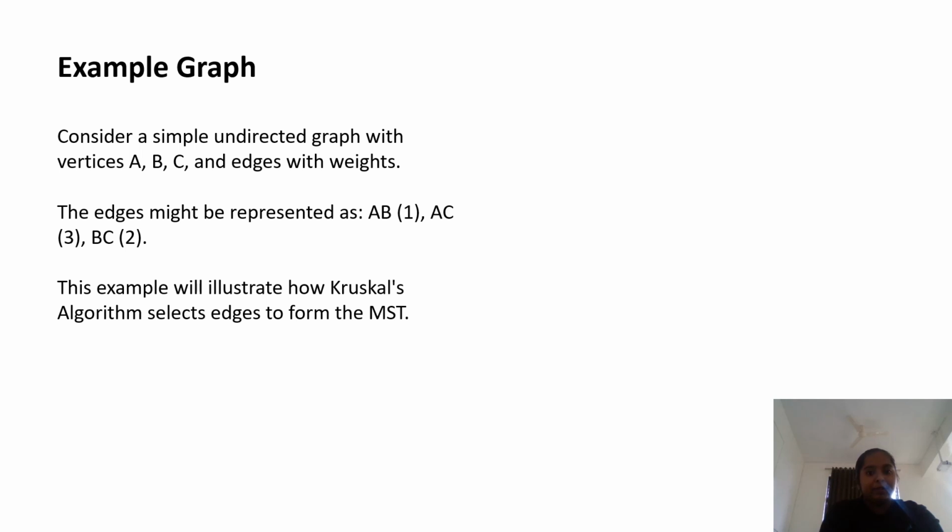Example graph. Consider a simple undirected graph with vertices A, B, C and edges which are weighted. The edges might be represented as AB of 1, AC of 3, BC of 2. This example will illustrate how Kruskal algorithm selects edges to form the MST.